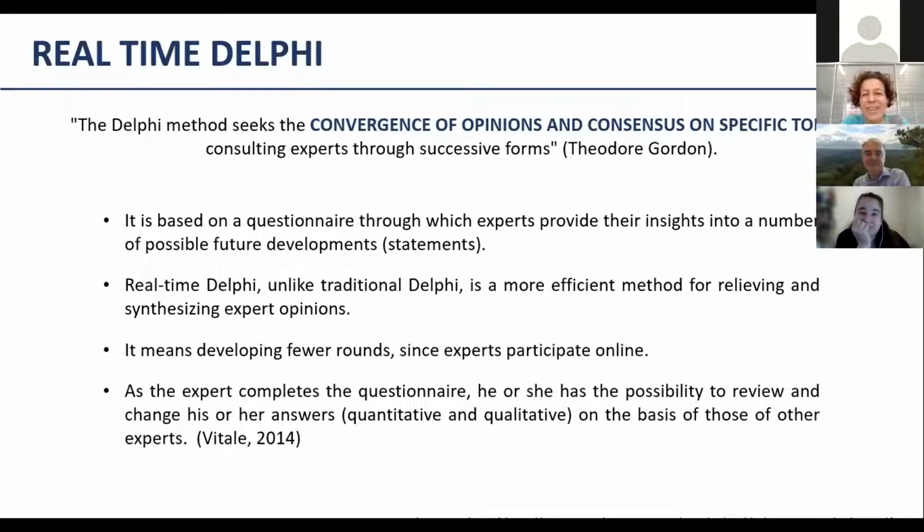The Delphi method seeks the convergence of opinion and consensus on specific topics, consulting experts through successive forms. It's based on a questionnaire through which experts provide their insights into a number of possible future developments. These are the statements or hypotheses too. Real-time Delphi, unlike traditional Delphi, is a more efficient method for eliciting and systematizing expert opinion. It means developing fewer rounds, with experts participating online. As the expert completes the questionnaire, he or she has the possibility to review and check his or her answers, quantitative or qualitative, on the basis of those of the other experts.